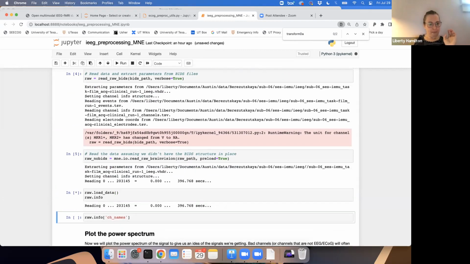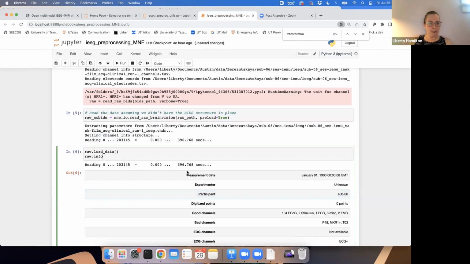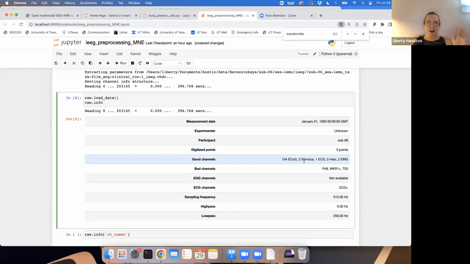Now when we have loaded in that data, we can look at the information about this data set. The measurement date has been anonymized, so obviously it was not recorded in the 1900s. This is not some, I don't know, very early Penfield. I mean, even that's not the right date. This is just anonymized. This is the participant number. Then these are the good channels and their channel types.